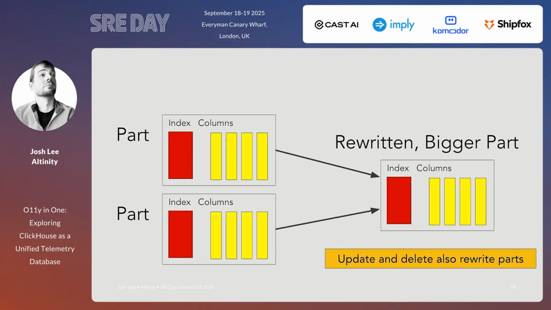Within ClickHouse, we're not storing key-value pairs. As Dale explained, we're storing columns. So we have an index and we have all of the columns in a partition.